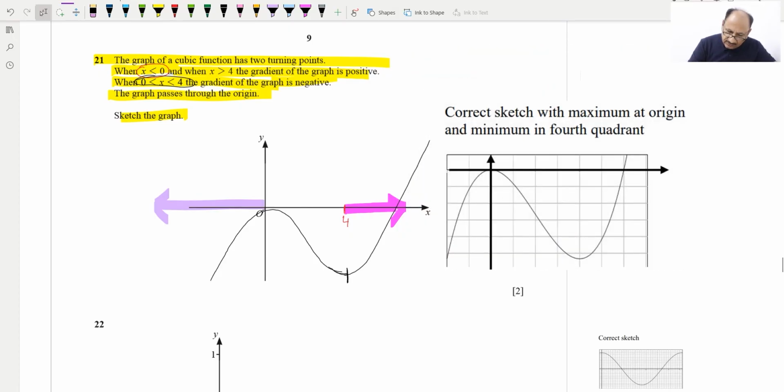And this is the same graph which is going up, positive gradient for this section and positive gradient for this section, and the negative gradient is for this portion which is going down. And these 2 points are points of inflection, or turning points, from where the gradient is switching or changing from positive to negative.